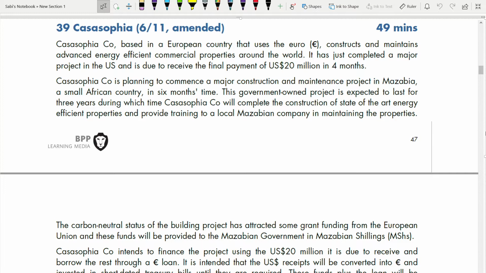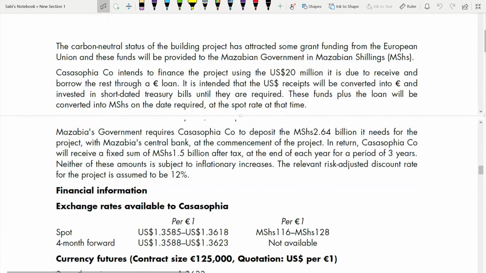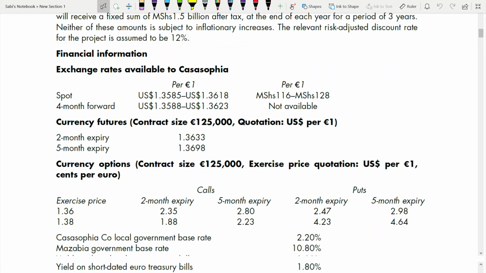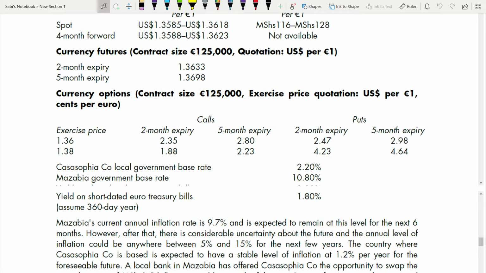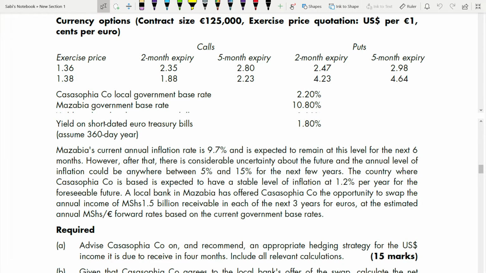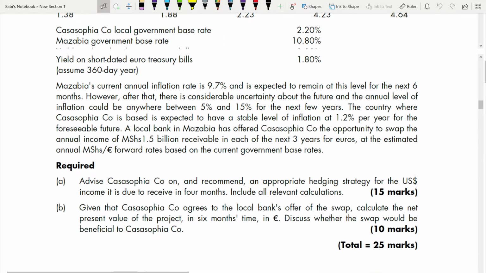Now, before we go to the case study, first I will start reading the requirements. You can see that we have been given the 4-month forward, spot, and then we have futures, we have options, we also have swap in this question. So we have so many things in this question to do, and also net present value, right?